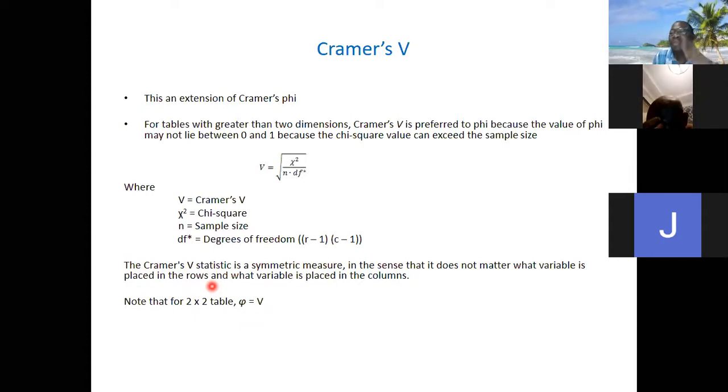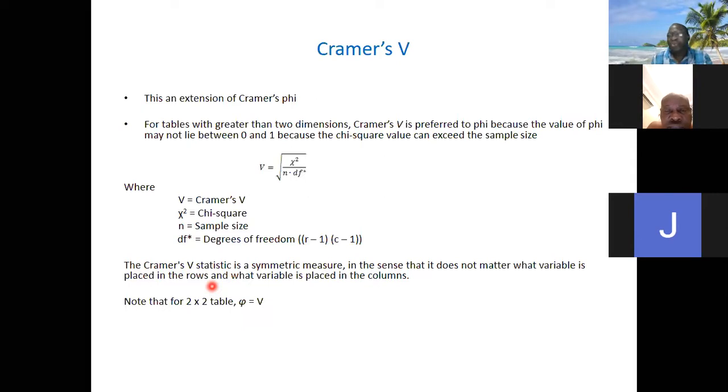because the chi-square may be greater than the sample size. Once the chi-square, which is the numerator, is greater than the denominator, which is the sample size, it may give you a value, because you are still finding a square root, that is greater than 1. And it's supposed to be from 0 to 1. So intelligent people have found a way of circumventing that problem.